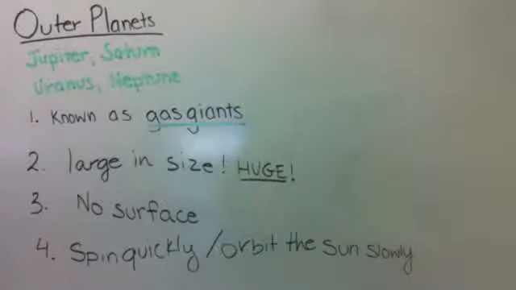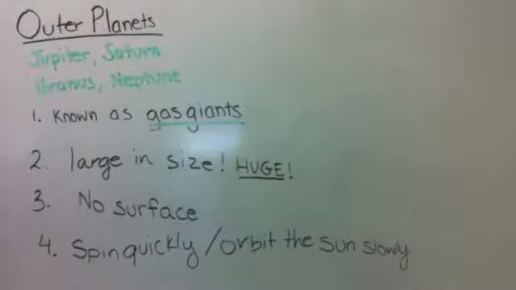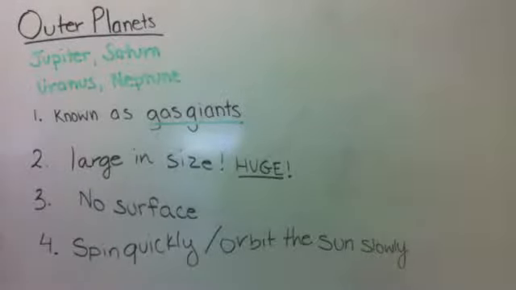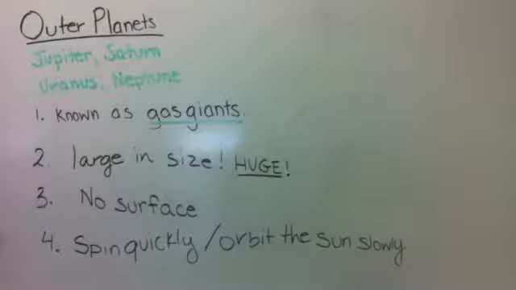Unlike the inner planets, outer planets take very little time to spin on their axis. It only takes Jupiter 9 hours and 55 minutes. On the other hand, though, it takes them much longer to orbit the Sun because they are so far away. It takes Neptune 164 years.